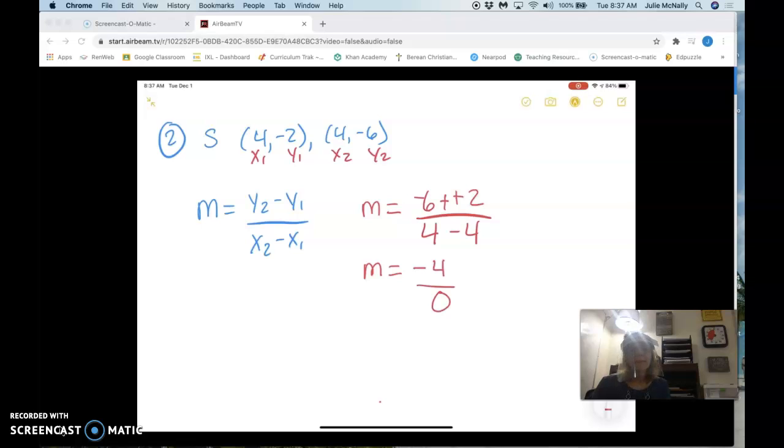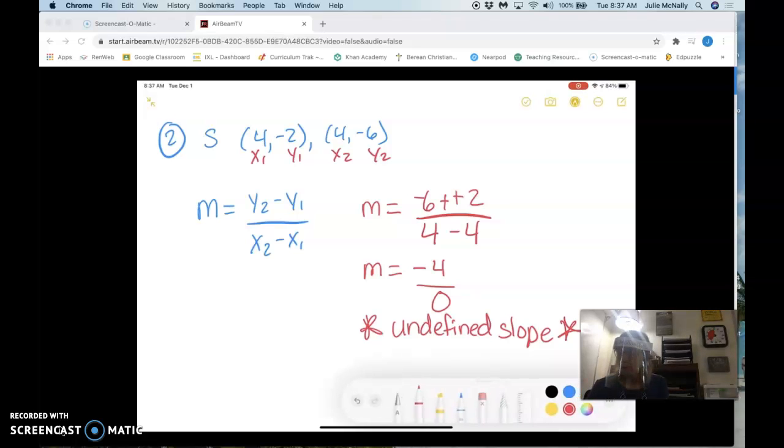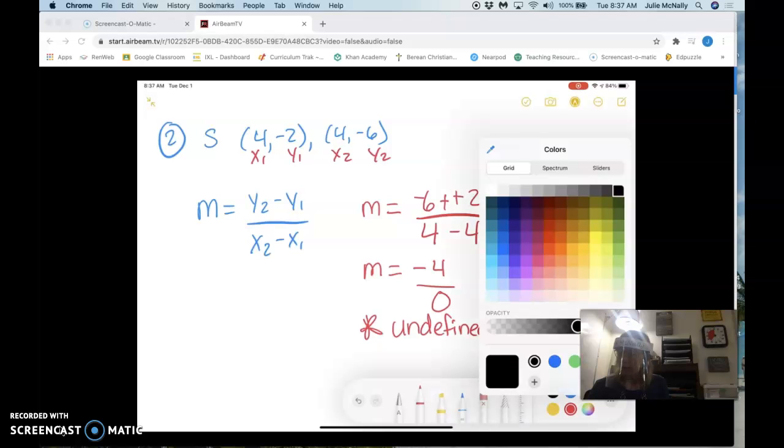Now when I get a 0 on the bottom, that is called an undefined slope. So make sure you write this in your notes. This is really important. If there's a 0 on the bottom, it's an undefined slope. And that means it's a vertical line. If there's a 0 on top, it's called a zero slope. And that means it's a horizontal line.